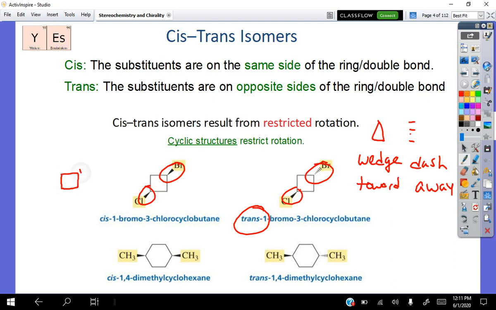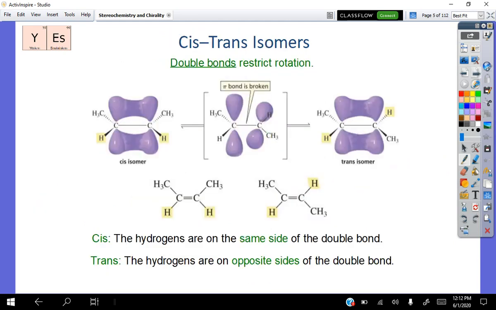Another example, if I had both dashes, those are both pointing away, but they're still on the same side of the ring, so they would still be considered cis. We're not going to look at cis and trans molecules for cyclic structures very often, but it is good to know in case you come across it in passing. The more important application of cis and trans isomers is dealing with double bonds.